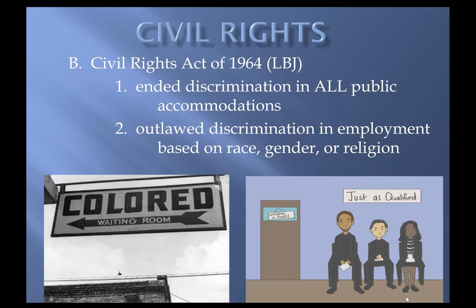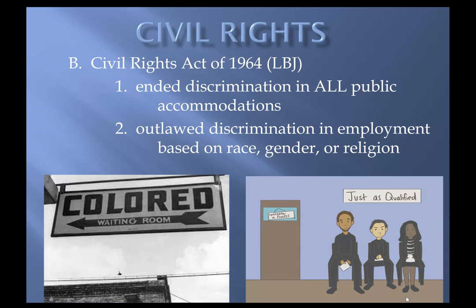The second thing is it's going to outlaw discrimination in employment based on race, gender, or religion. Okay, so this is basically saying if you are a business, you cannot choose not to hire someone because of their race. Okay, now I need you to think about which of these two things is easier to enforce. You think it's easier to enforce no more Jim Crow and ending segregation, or easier to enforce that businesses can't discriminate? I'll give you a second to think.